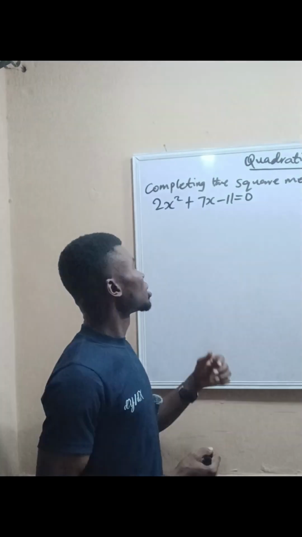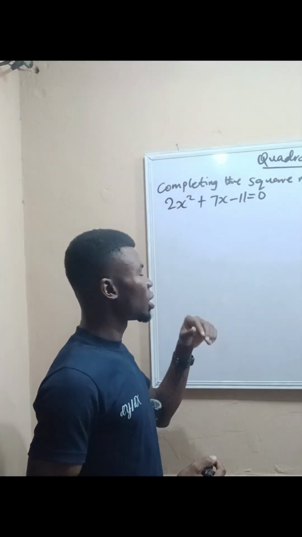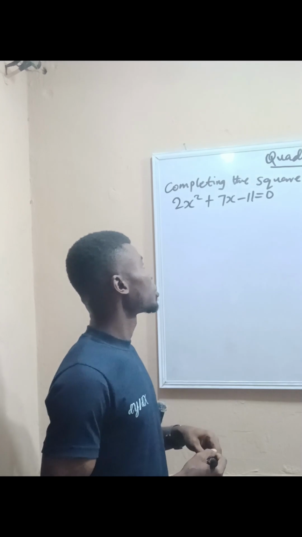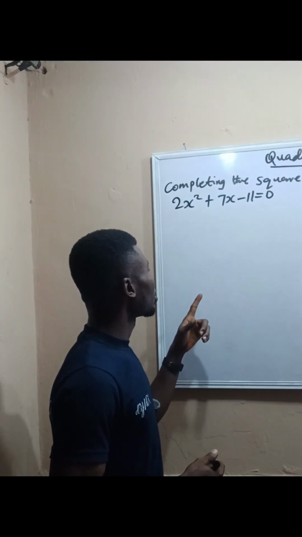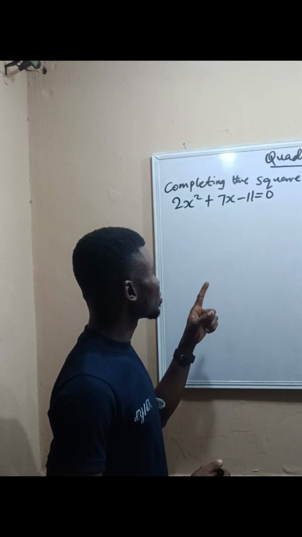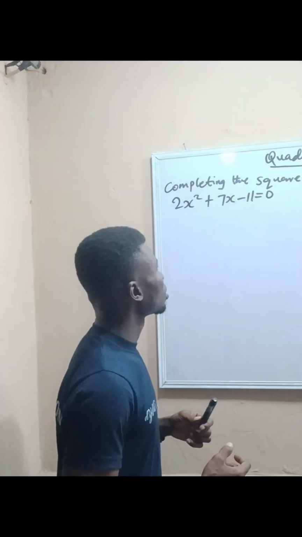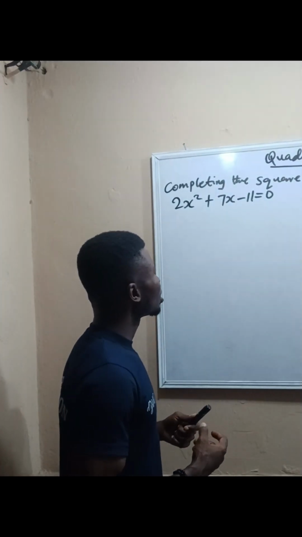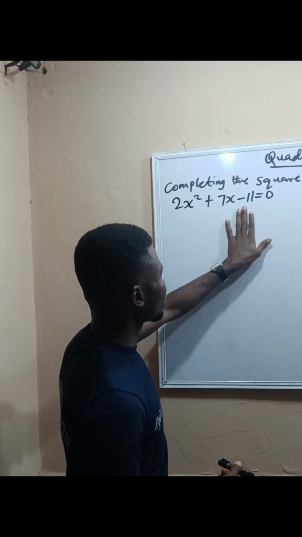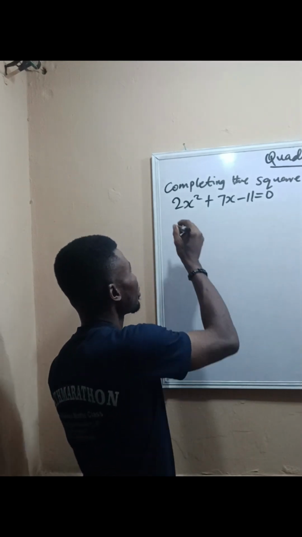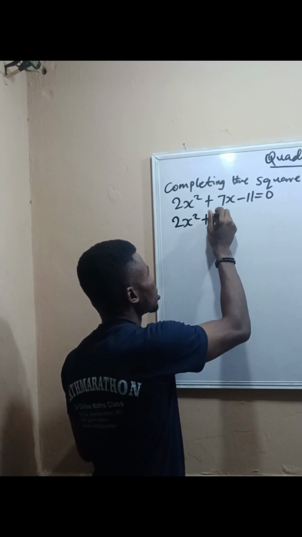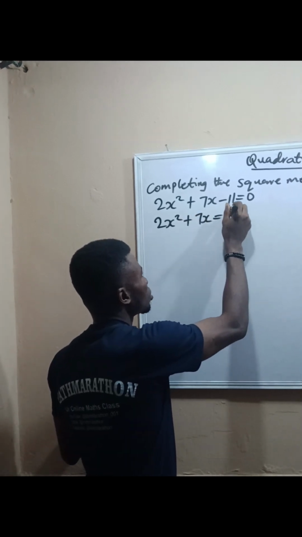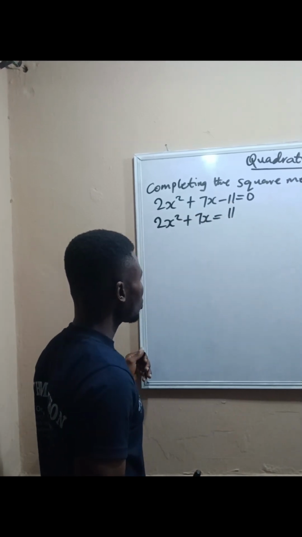Okay, now let's look at this one, which is a bit different from the first one we solved. This one says 2x squared plus 7x minus 11 is equal to 0. Like I said initially, the first thing is to move the constants from this side to the other side. And we have 2x squared plus 7x is equal to 11.